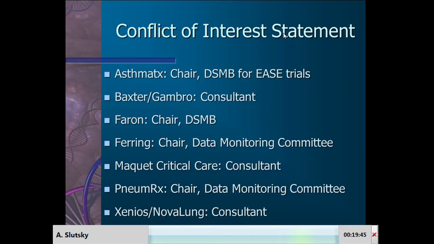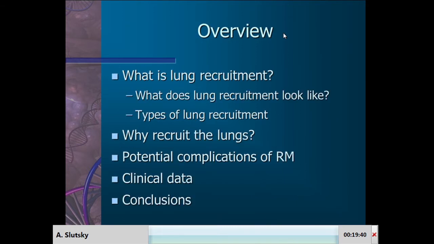Here's my conflict of interest statement. I think it's not very relevant for this talk. I'm not talking about any specific products.